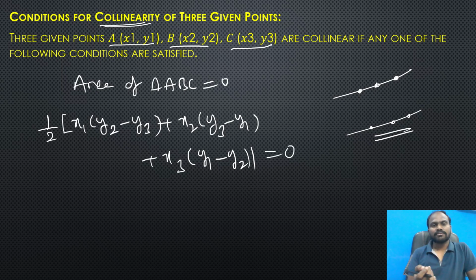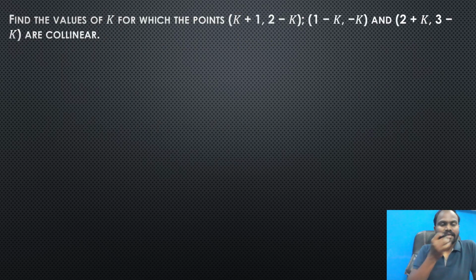Whenever a question is asked on collinearity, we can say that the area of triangle is 0 and use this condition. Why? Because if 3 points are on a line, a triangle does not form. If it is not forming a triangle, then the area is 0. So we can put that condition and solve it, right? Okay, look at this question now.